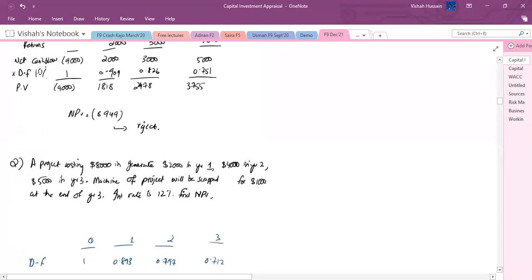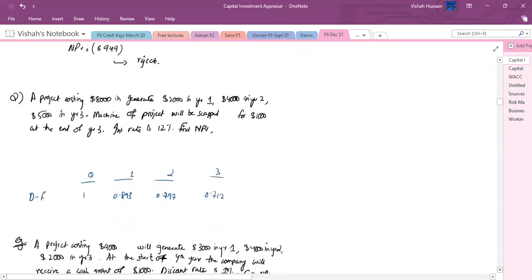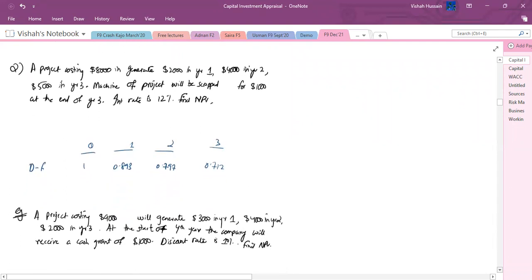I want you to try this question. I've written the discount factors, so you don't have to go back to looking at the present value table, but I want you to try it out.